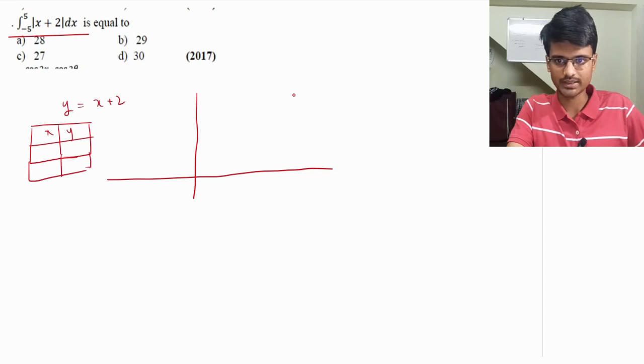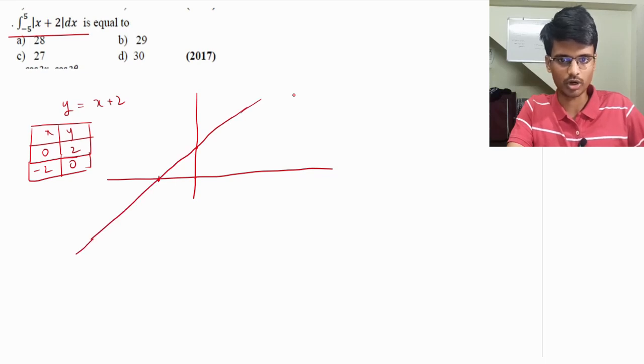So when x is equal to 0, y is equal to 2. When y is equal to 0, x is equal to minus 2. So I have got 2 points, 0 comma 2 and minus 2 comma 0. Minus 2 comma 0 is here. 0 comma 2 is somewhere here. So this is my line.